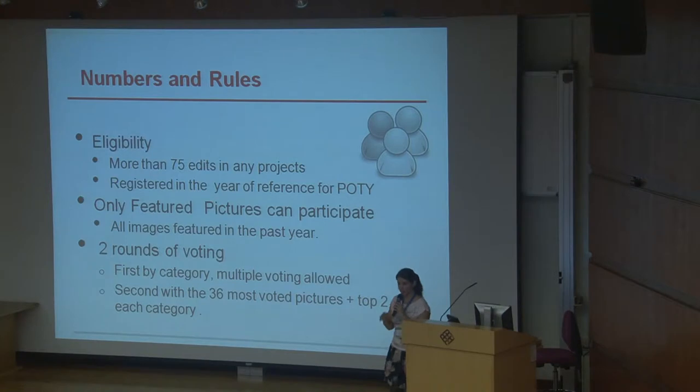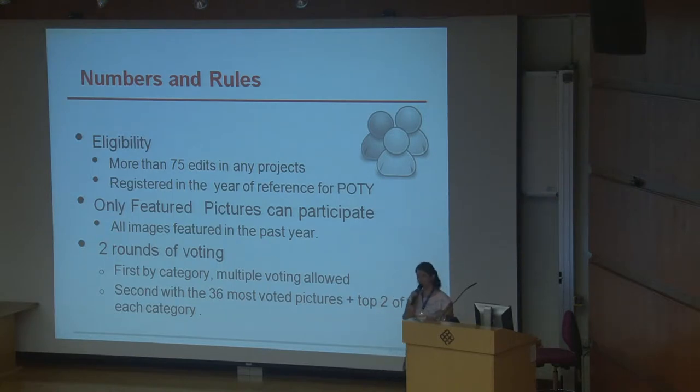And you need to be registered in the year of reference. We are in 2013, and the picture of the year we had this year in January was 2012. So you need to have an account registered until 31 December 2012. If you register an account on the last day of the year and make 75 edits that day, you can vote.